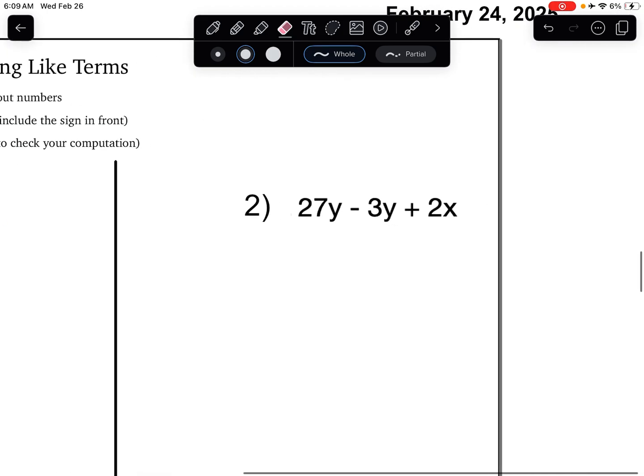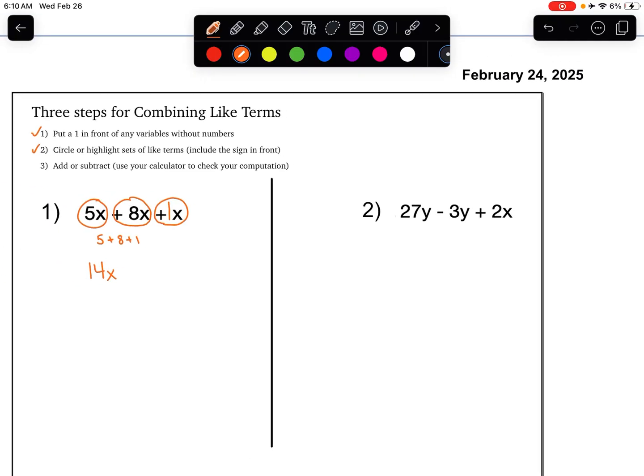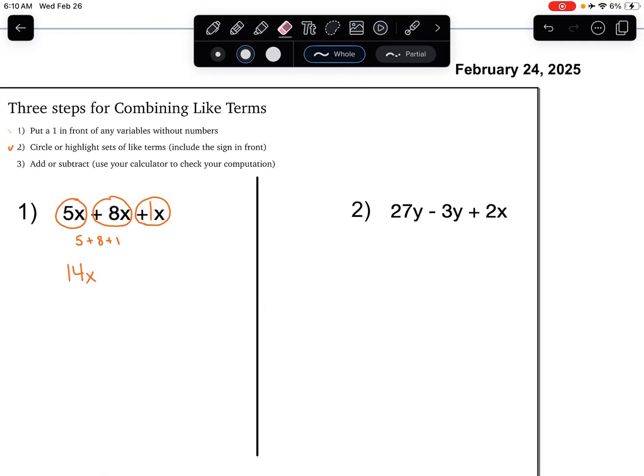All right, let's move on to number 2. With number 2, we're still using our same 2 steps that we used over here. So step 1 says to put a 1 in front of any variable without a number. Well, all of these variables have a number, so we don't have to do that step. So this one we get to skip.